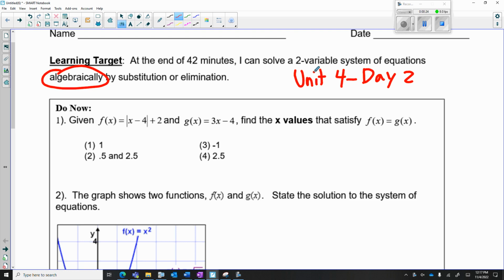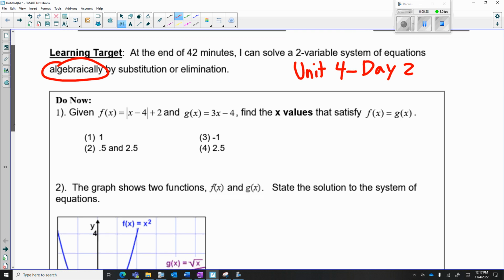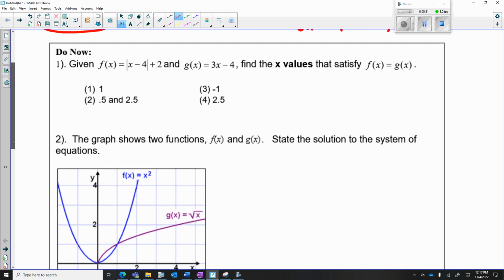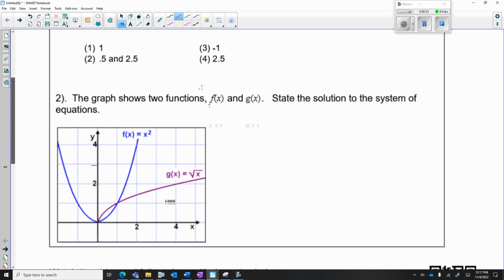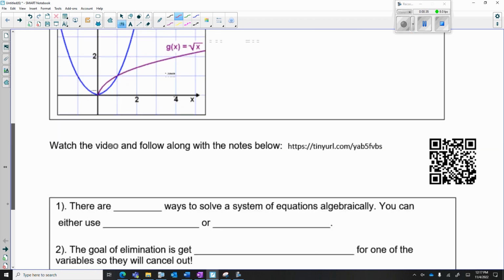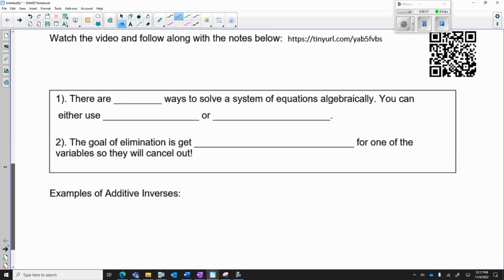variable systems. So if you see, I'm hoping you'll see this document, you can do the do now. The do now is about solving graphically, which is something we did on Friday's lesson. And underneath, it says watch the video and look at the notes below.